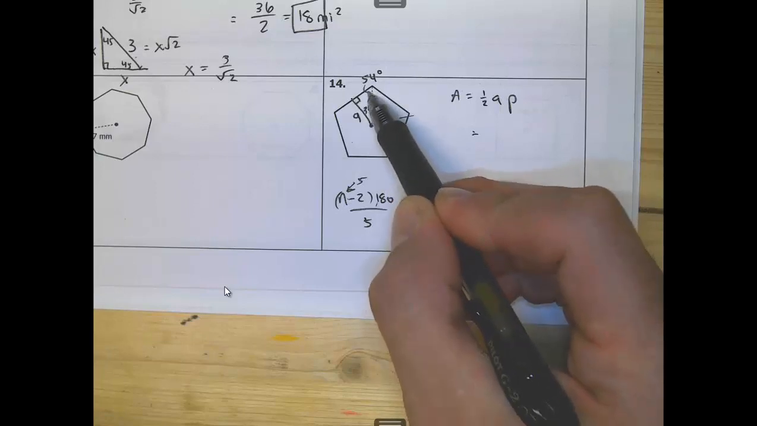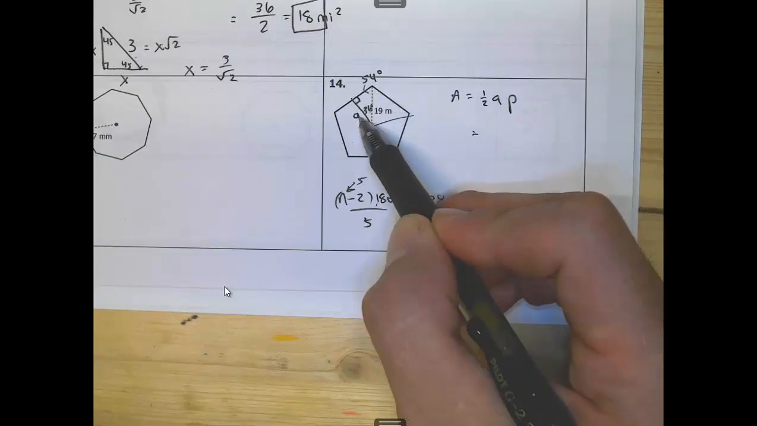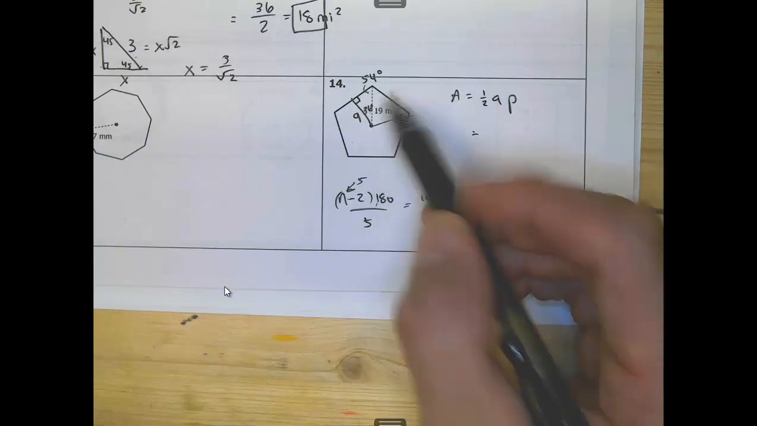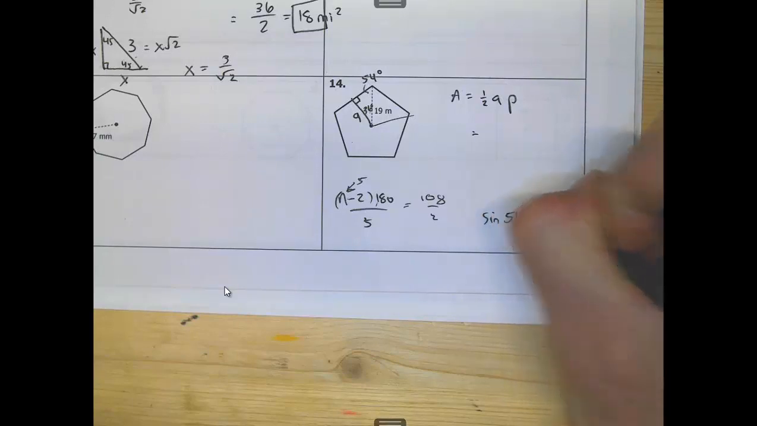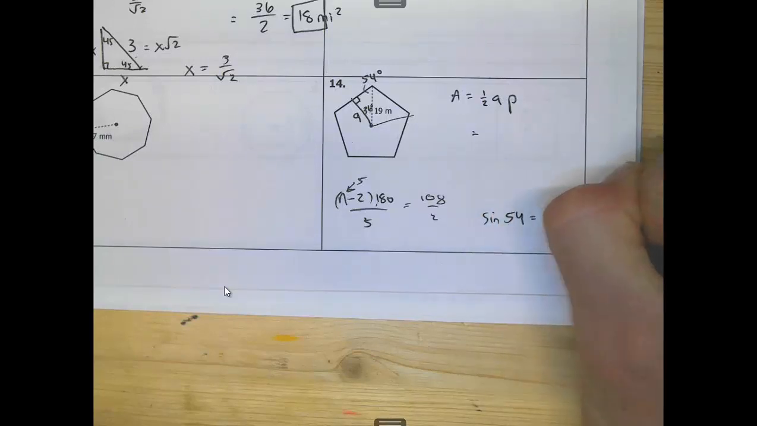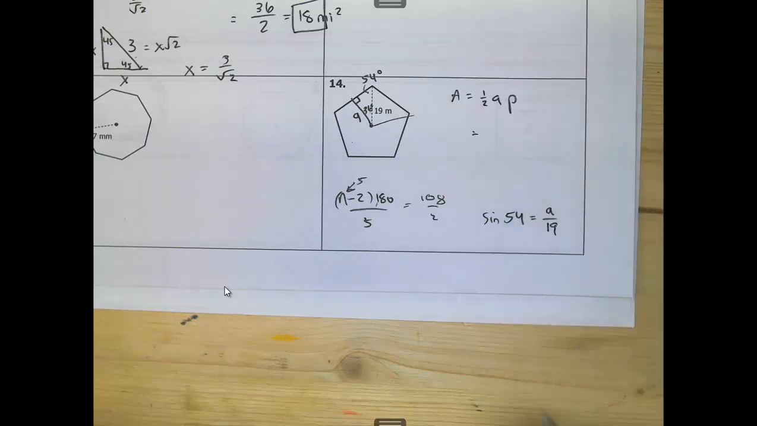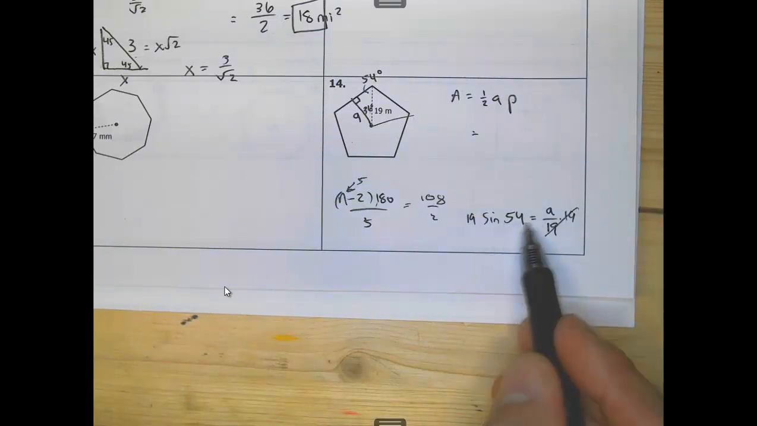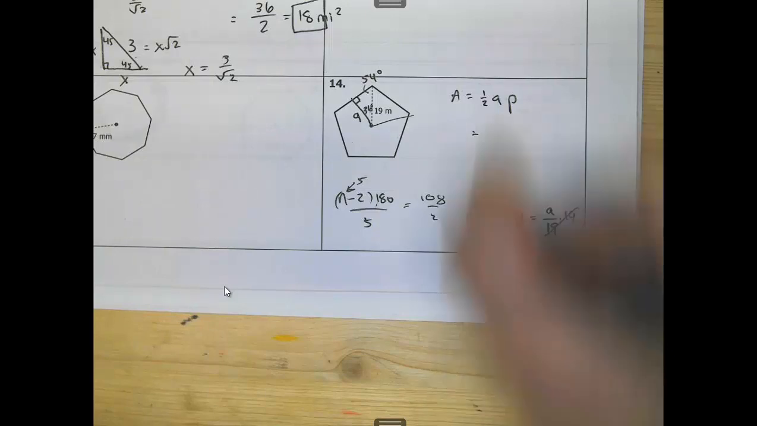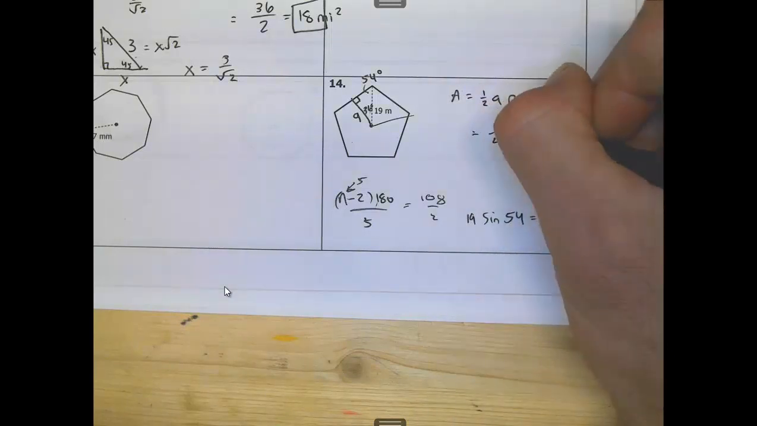So I want to find my apothem, so I'm going to do opposite over hypotenuse. So the sine of 54 degrees equals the opposite, apothem, over the 19 they gave us for the radius. All right, I'm going to multiply both sides by 19. And now I have the apothem, which is approximately 15.37.